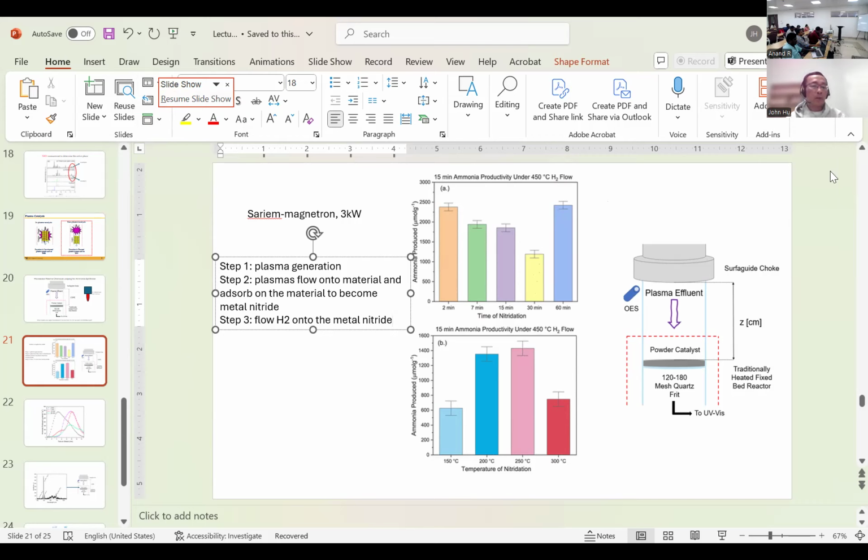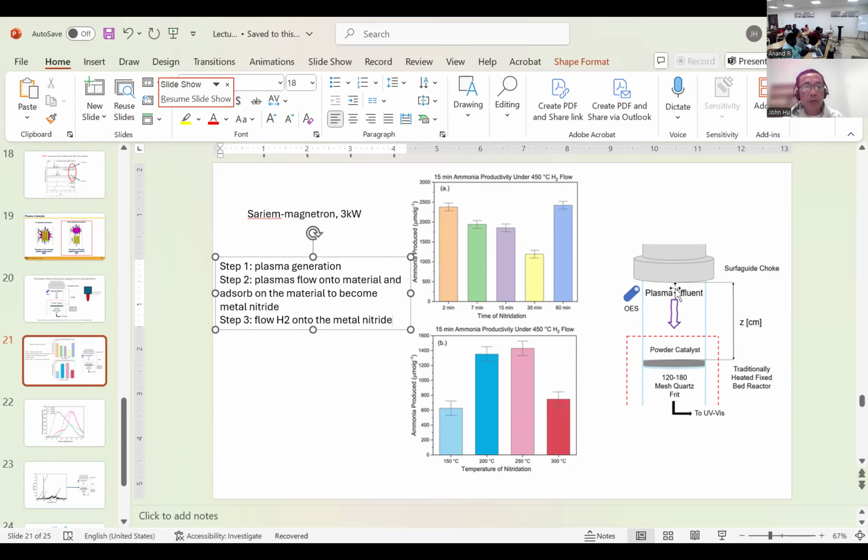I don't want to type so much, that wastes my time. So basically, step 1, plasma generation. You generate the plasma in this region. Then step 2, you want to make sure the plasma lands onto the catalyst surface. I keep using the word catalyst. It's not a catalyst, it's a looping agent. Then you make sure it adsorbs, and then you follow with the hydrogen. Hydrogen doesn't have to be plasma.